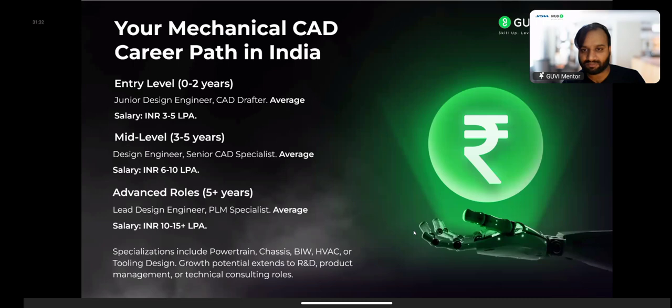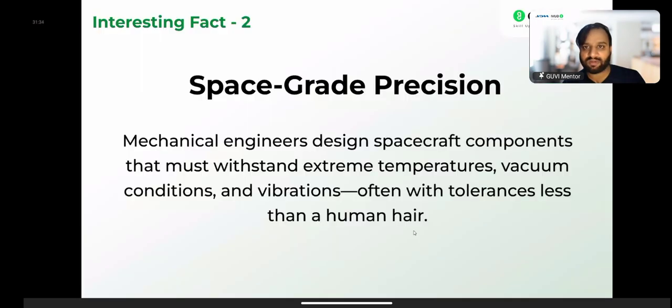Okay, moving on to the next slide. This is one interesting fact: spacecraft precision. As you can see here, what I have written is mechanical engineer design. Spacecraft components must withstand extreme temperature, vacuum conditions, and vibration, often with tolerance less than a human hair. So what comes into play is material knowledge.